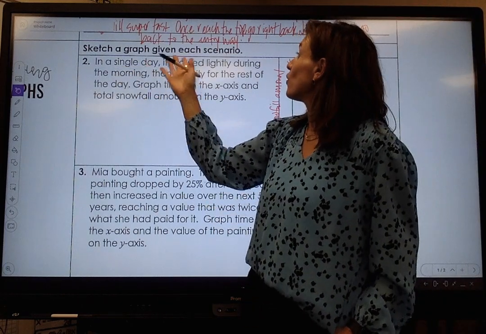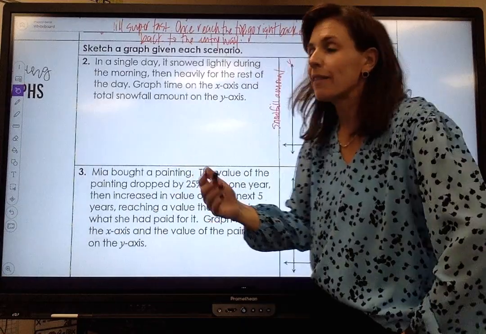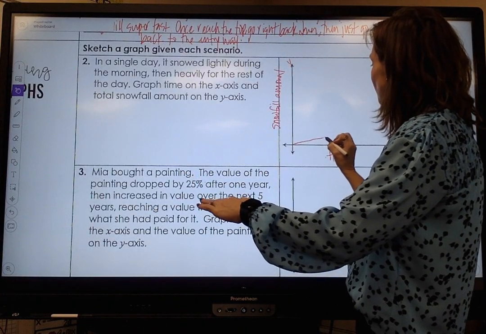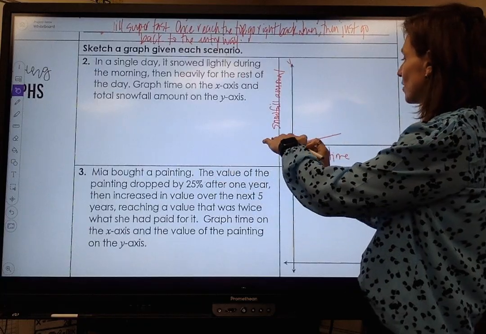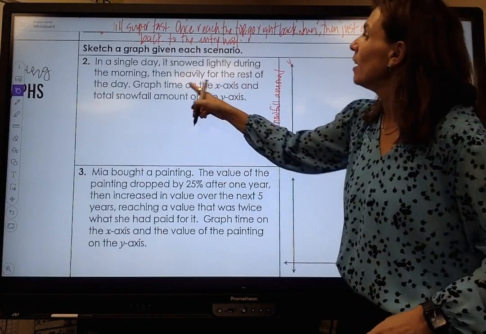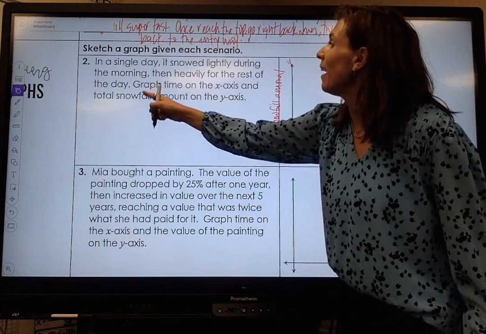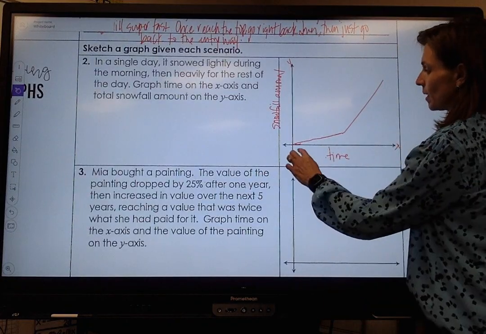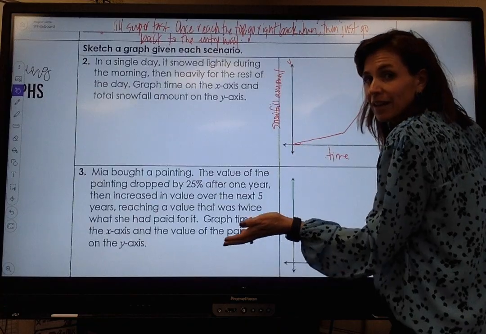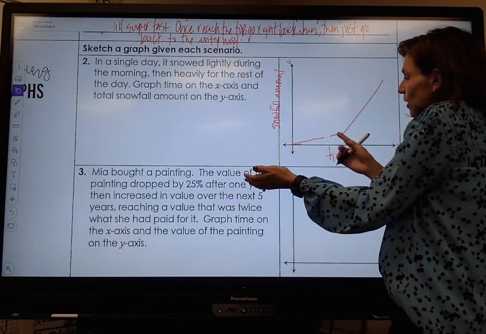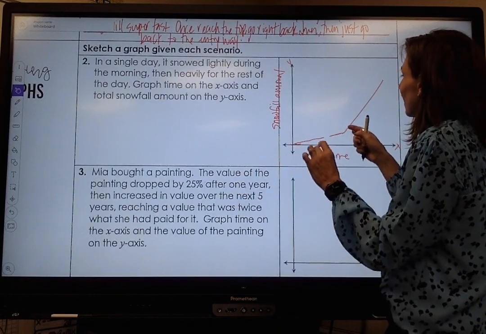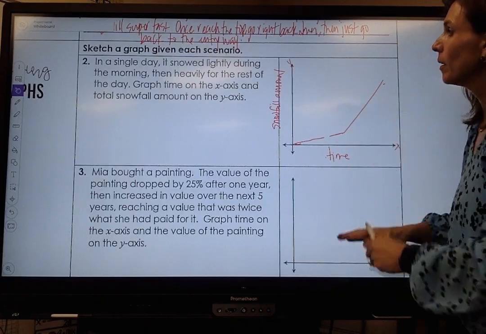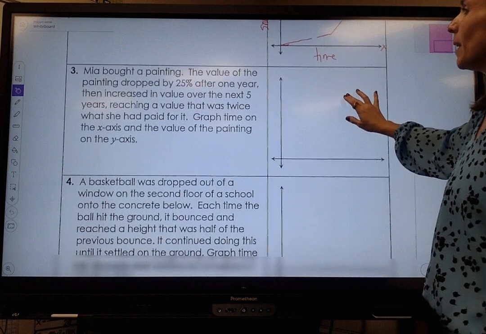Now, it started snowing lightly in the morning. That means the height of the snow isn't going to rise real fast. It's just lightly accumulating snow. Then heavily for the rest of the day, and then a snow blizzard comes in. So notice the height is increasing a little bit during the day, and then at the end of the day, the height increases at a steady rate because we're going straight back up.